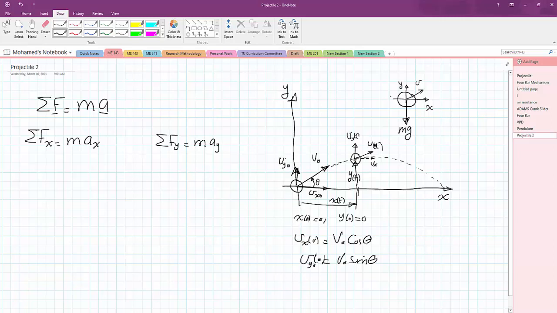If you look at this body, in the motion in the x direction, we neglect the resistance of the air. So there is no resistance for the motion in the x direction, and there are no forces acting on the body in the x direction. So I can write this equation: 0, no forces, equals the mass times the acceleration in the x direction. The acceleration in the x direction is the second derivative of the displacement. The displacement in the x direction is x, so the second derivative will be x double dot.